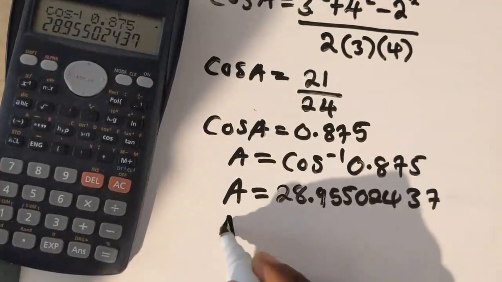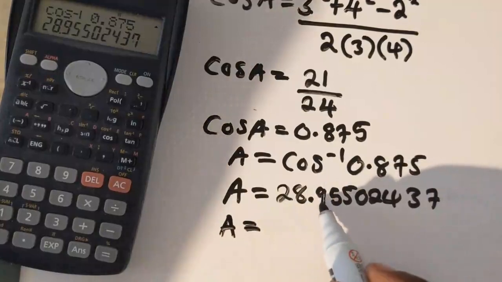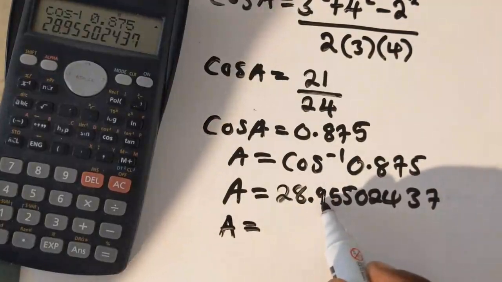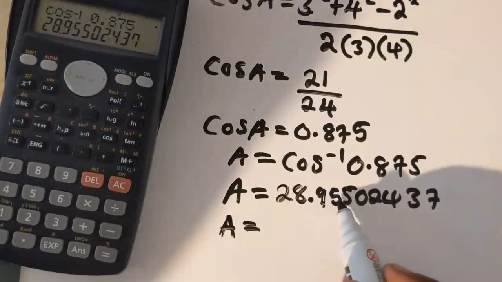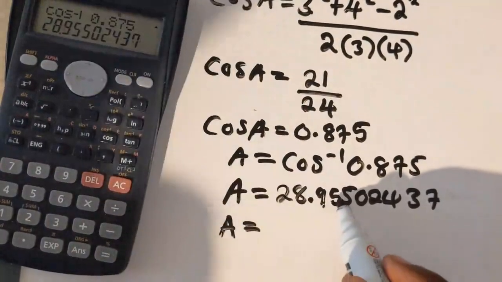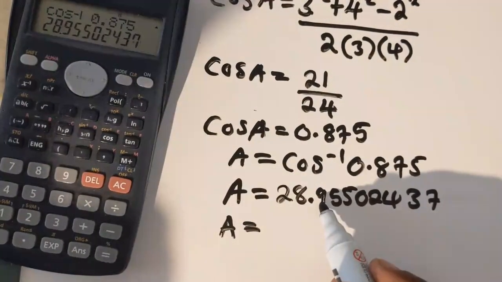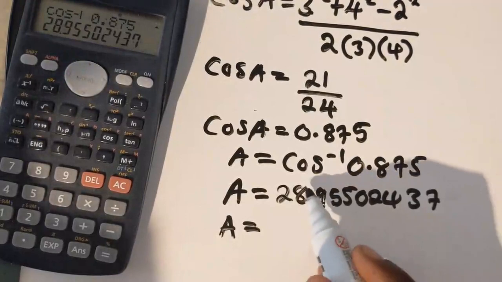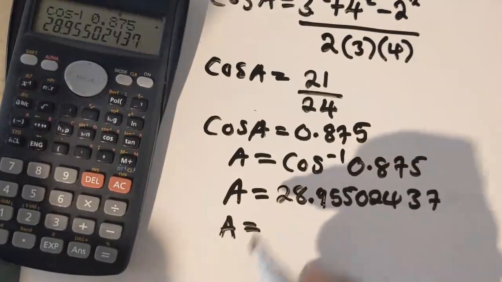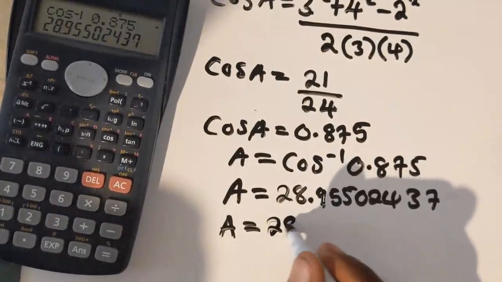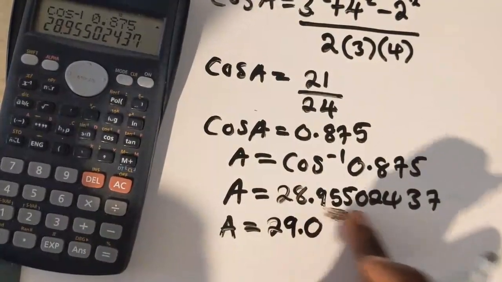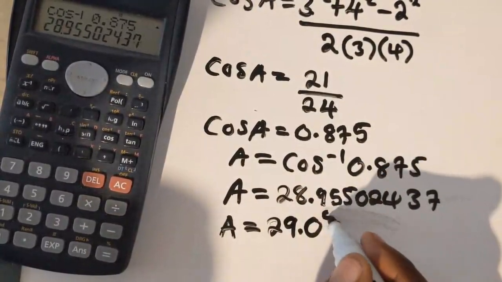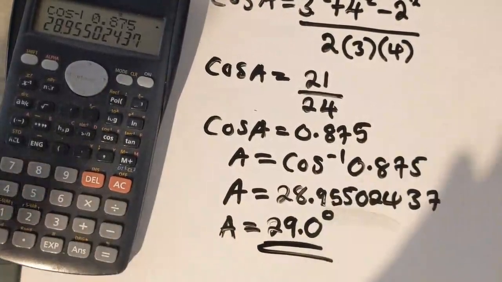If the number after it is greater than 4, then you add 1 to this number. So this is going to be 10, we just get 1 from it, then it will be 0 here. So A is equal to 29.0 degrees. Remember, that is an angle, it has to be in degrees. So that is how you do it.